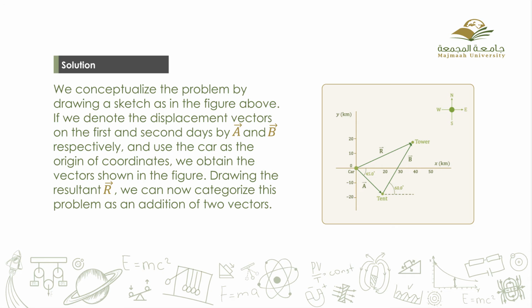Then it goes east-north to the tower, where he found the tower on the second day. The tower has an angle of 60 degrees with the east. So the second vector will be the vector B, which I am drawing like that. The resultant vector, which is the summation of the two vectors of the two days, vector A and vector B, will result in the resultant vector R.